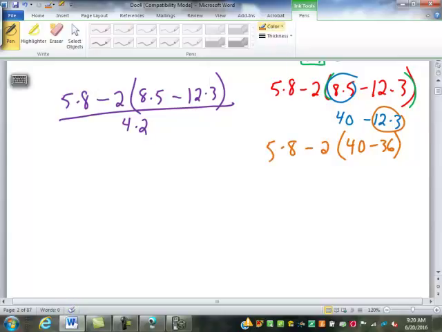Now I still have to do the 40 minus 36, which is 4. Now I've reduced everything inside that set of parentheses to a single number, so I can take out the parentheses. What do I have to remember to put in here, though? Times, because that 2 is in front of the parentheses with no operation. It's 2 times what's in the parentheses.